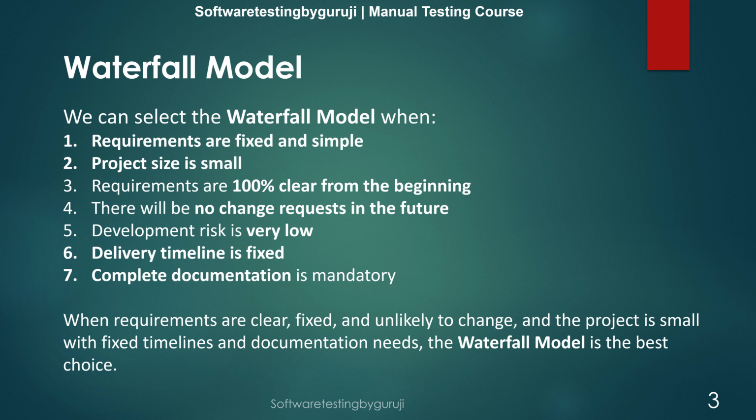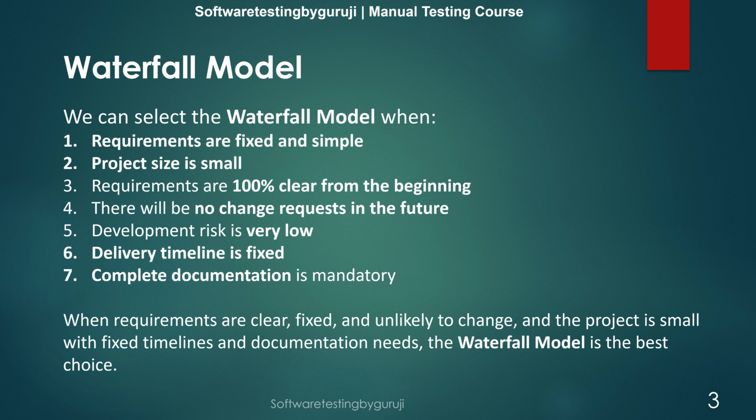Then the first model is the waterfall model. We can select the waterfall model when requirements are fixed and simple, project size is small, requirements are 100% clear from the beginning, there will be no change request in the future, development risk is very low, delivery timeline is fixed, and complete documentation is mandatory. In this situation, we can select the waterfall model for our project.